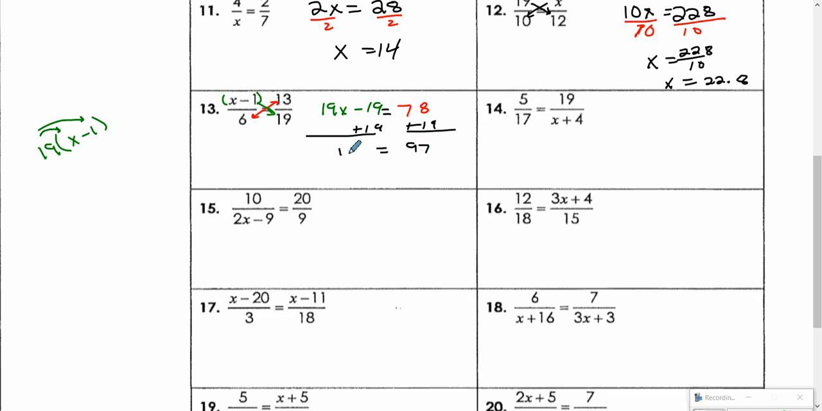Over here we have 19x. And then we're going to divide both sides by 19, and I get x equals 97 over 19, which you can leave like that because that does not simplify down. 97 divided by 19 also does not come out evenly. It's a long decimal number, and so you could round it off.